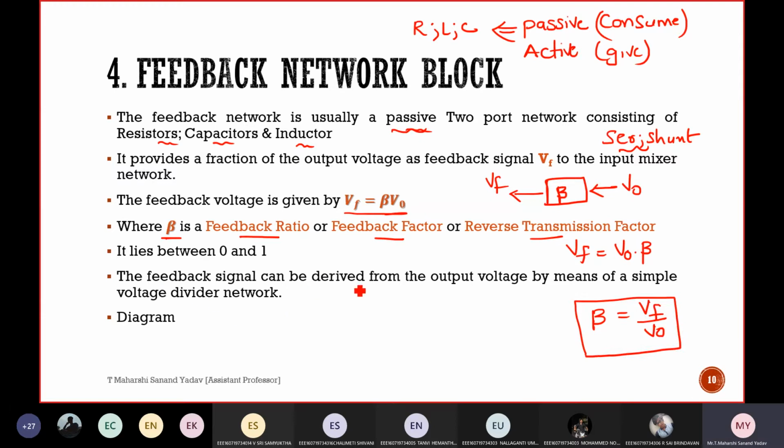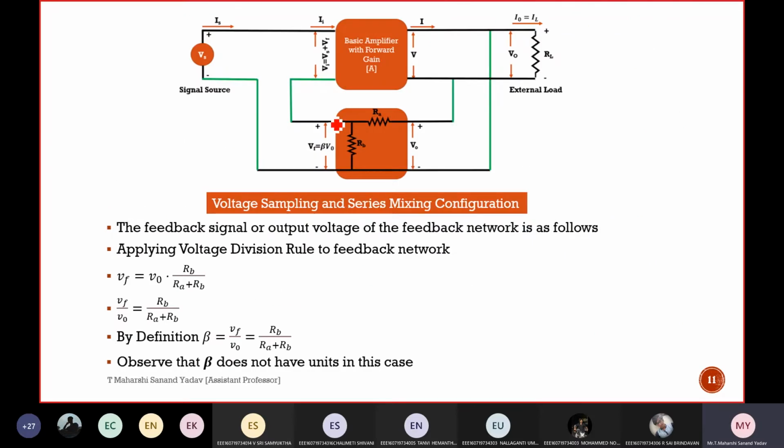Okay, next, the feedback signal can be derived from the output voltage by means of a simple voltage divider circuit. Now let us see this. This is nothing but the signal source, which is Thevenin's equivalent, and this is the basic amplifier, which can be any of those four. This is the load network. Now tell me, this part is series. What kind of mixing is this? Series mixing or shunt mixing? Series mixing, sir.